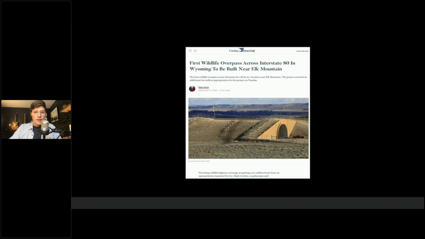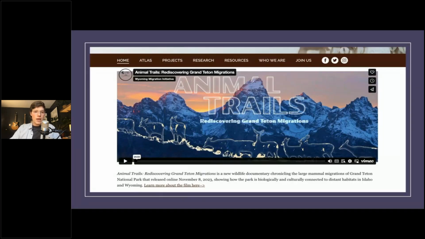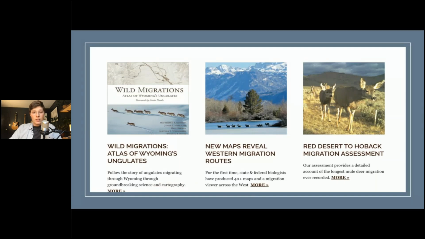camera traps. So this is basically the homepage of the Wyoming Migration Initiative. And this is where they're starting to publish all the information about these migrations that we had no idea about. A lot of this information is published in Wild Migrations, an atlas of Wyoming's ungulates. The information embedded here is absolutely outstanding.